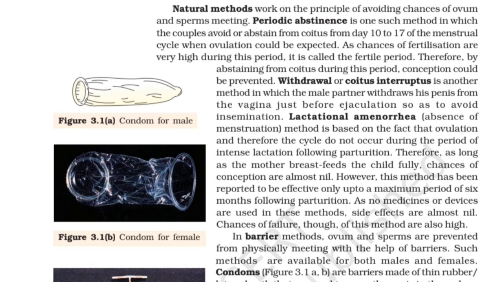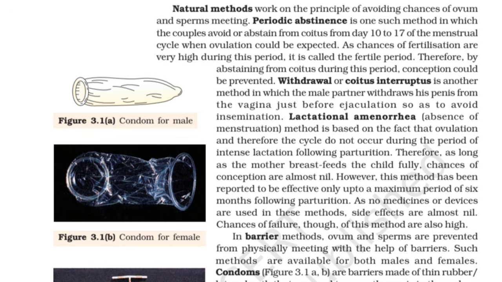Natural methods work on the principle of avoiding chances of ovum and sperms meeting. Periodic abstinence is one such method in which the couples avoid or abstain from coitus from day 10 to 17 of the menstrual cycle when ovulation could be expected. As chances of fertilization are very high during this period, it is called the fertile period. Therefore, by abstaining from coitus during this period, conception could be prevented. Withdrawal, or coitus interruptus, is another method in which the male partner withdraws his penis from the vagina just before ejaculation so as to avoid insemination.